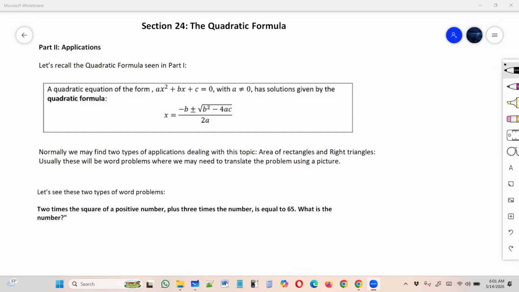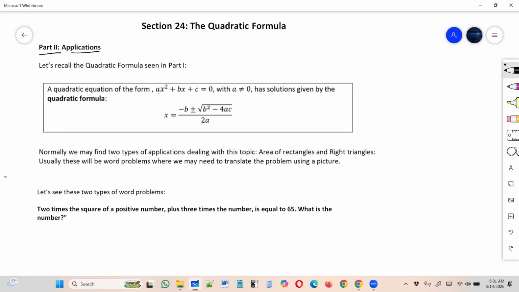Hi, hello everyone. This is the video dealing with section 24, the quadratic formula, and this is the second part where we focus on the applications. Now, in this video, we're going to cover the applications that we are likely to see in our course. There may be other types of applications, but in our course, these are the only three that I'm going to cover that you might be able to expect on an exam or final, for example.